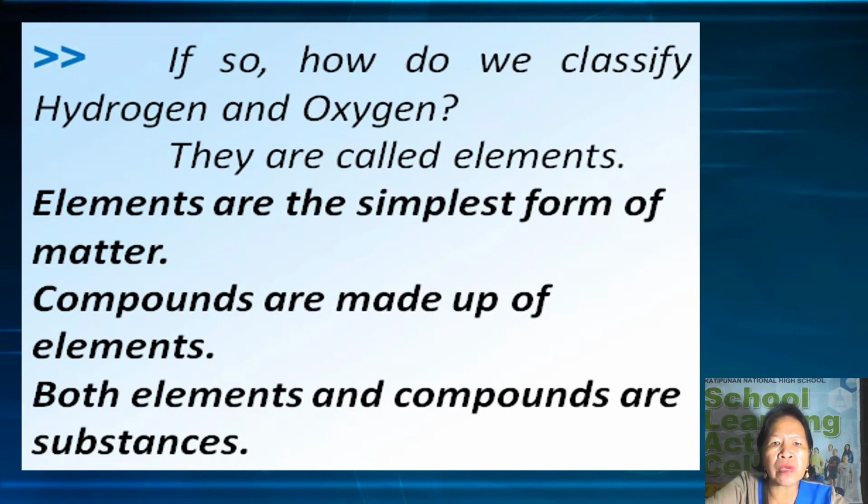If so, how do we classify hydrogen and oxygen? Hydrogen and oxygen are called elements. Why are they called elements? Because elements are the simplest form of matter. Compounds are made up of elements. And water, based on the game, is a compound. Therefore, water is made up of 2 elements, hydrogen and oxygen. Both elements and compounds are substances.